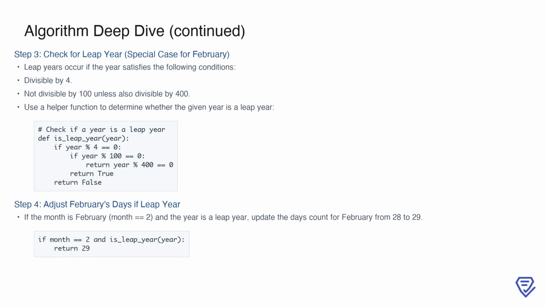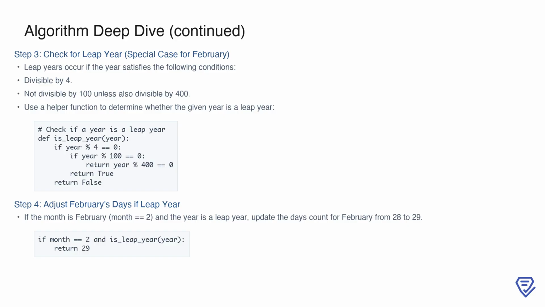Now, we address the special case for February by determining if the given year is a leap year. Leap years follow a specific pattern. A year is a leap year if it is divisible by 4, but years divisible by 100 are exceptions unless they are also divisible by 400. For example, 2000 is a leap year because it is divisible by 400, but 1900 is not because it is only divisible by 100. To encapsulate this logic, we define a helper function, is_leap_year, that takes a year as input and returns a boolean indicating whether the year is a leap year.